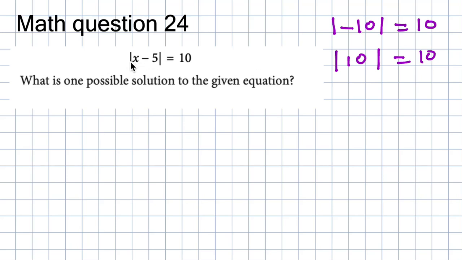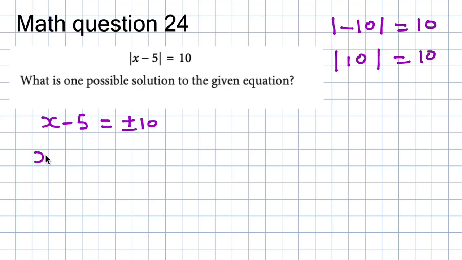So here if I have modulus of x minus 5, it is also known as modulus sign or absolute sign, that is equal to 10. That means this x minus 5 can be plus 10 or minus 10. If we have to write two values, we do it like this. It can be plus 10 or it can be minus 10. That means I am writing two equations in one attempt.